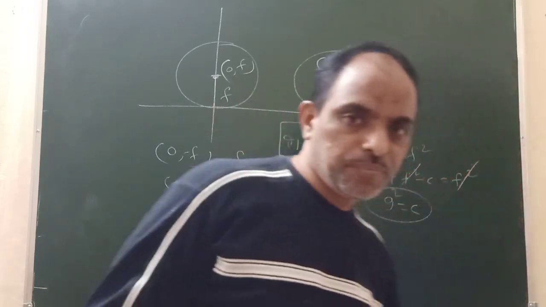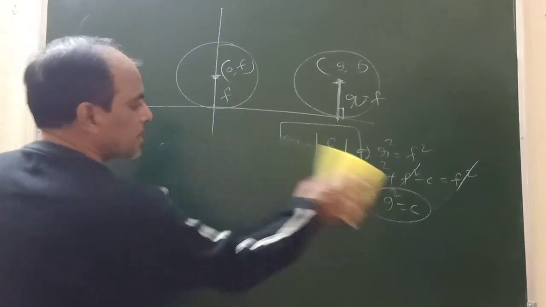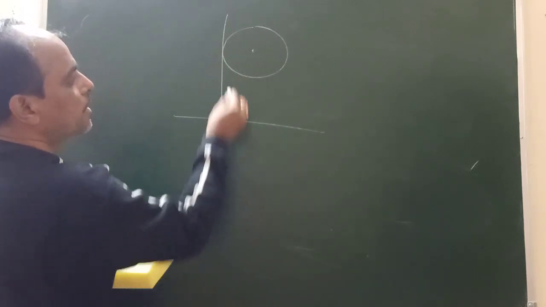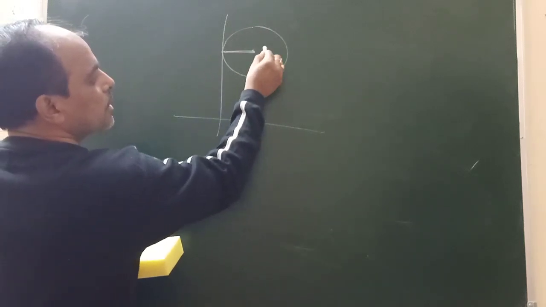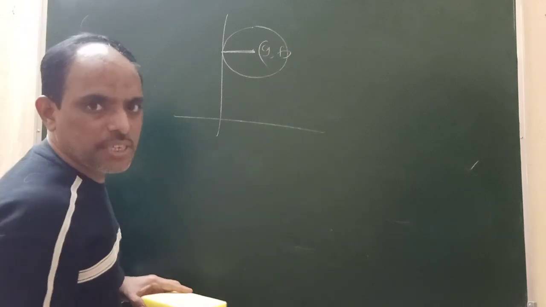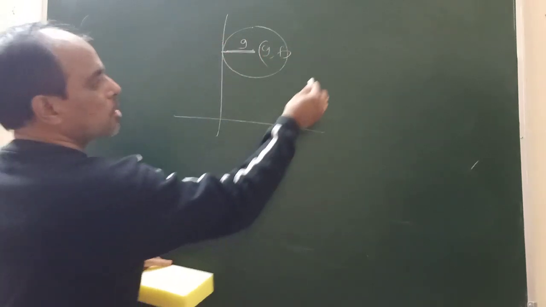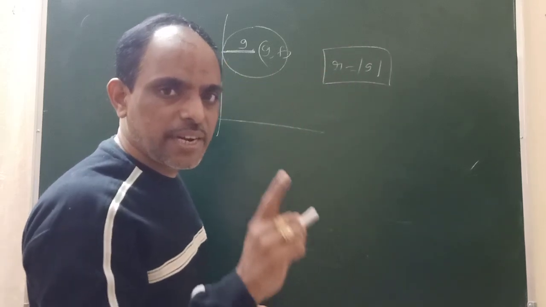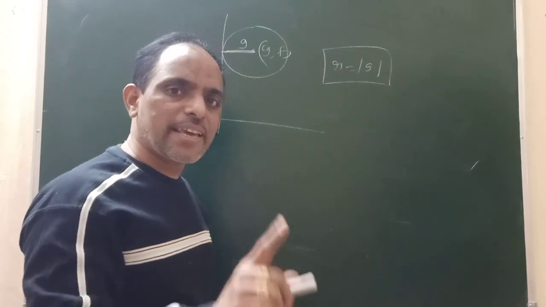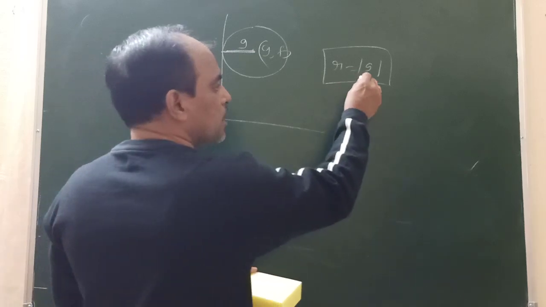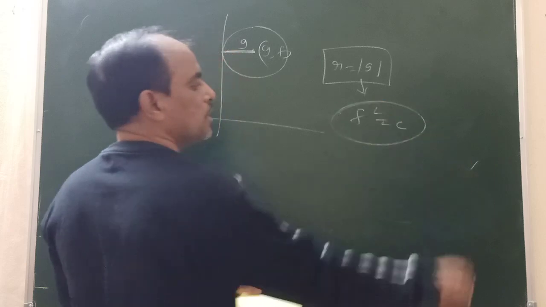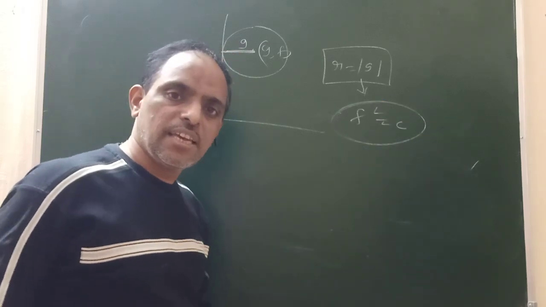In the same way, suppose a circle touches the y-axis, then what happens? You see here, a circle touches the y-axis like this. Here is the center, and this one is nothing but the x coordinate. Let us suppose this is (g, f). This will be equal to g. Now radius is equal to mod g. If a circle touches the y-axis, the radius is equal to the modulus of the x coordinate of the center. By squaring and simplifying, you will get f square is equal to c, which is the condition if a circle touches the y-axis.